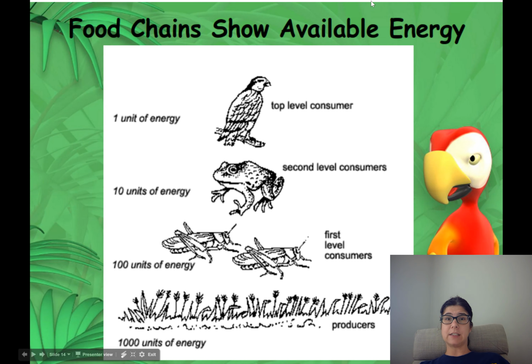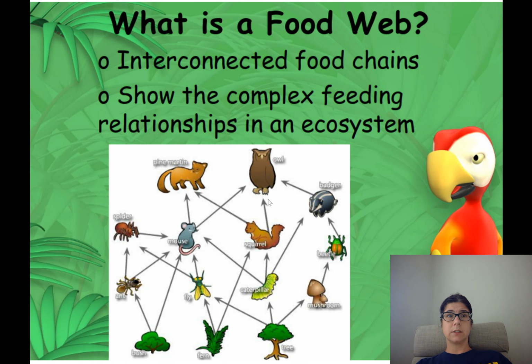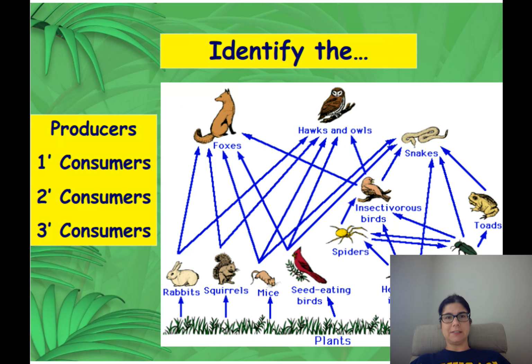The food chains show the available energy. So here we have the animals that are involved in each food pyramid, each trophic level. So we have our bottom trophic level, the second one, the third one, and the fourth one. And you can almost see the pyramid shape here. But when we're actually using the organisms themselves, then we are talking about a food chain. Now, a food web is when you take a bunch of food chains and you connect them all. They show the complex feeding relationships in an ecosystem.